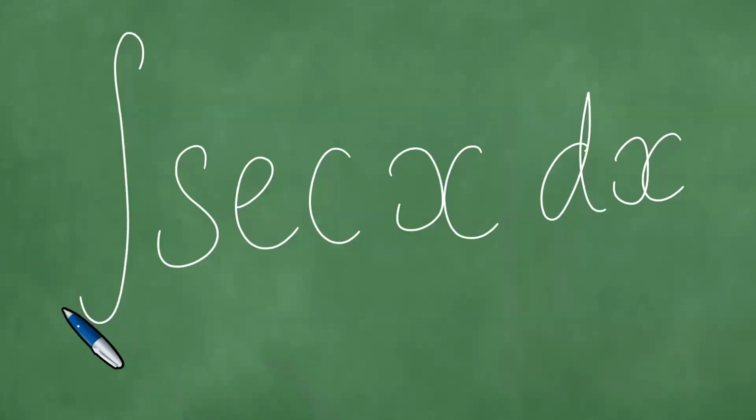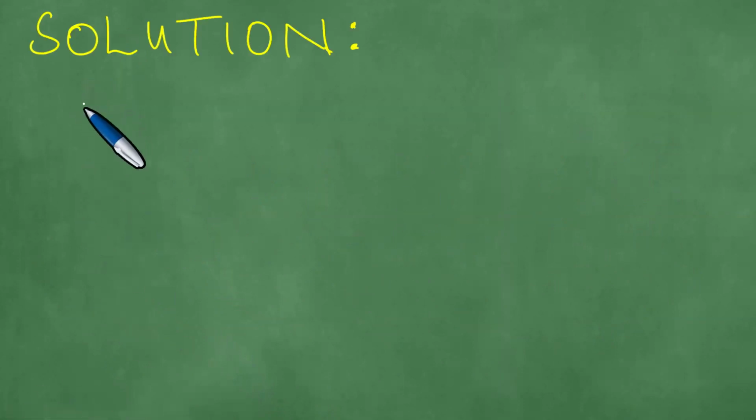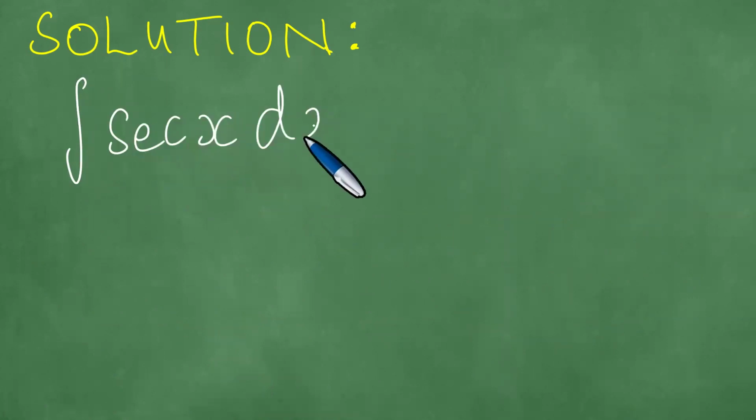Right, we have the integral of the secant of x with respect to x, and we want to evaluate this particular integral. We present three independent solutions to this integral as follows. So now we note that we've been given the integral of the secant of x with respect to x, like so.